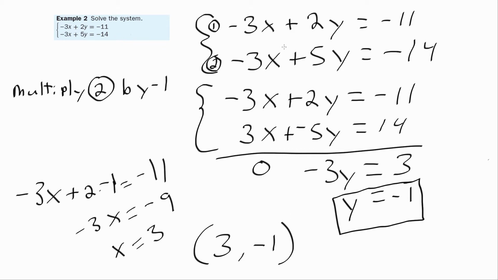In this case, we had to create an opposite by using the multiplication property of equality that says if I multiply both sides of an equation by the same number, it remains equal. That's what allowed me to succeed with that last problem.